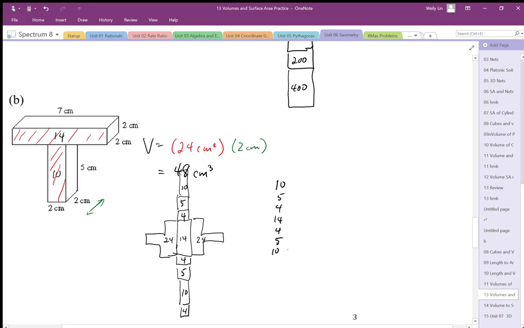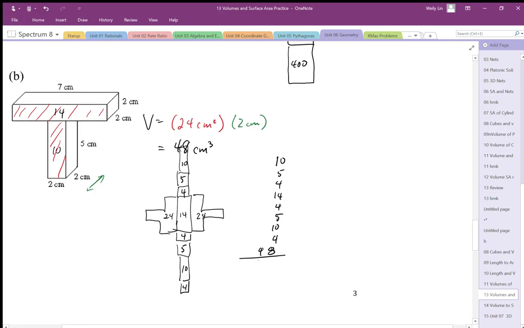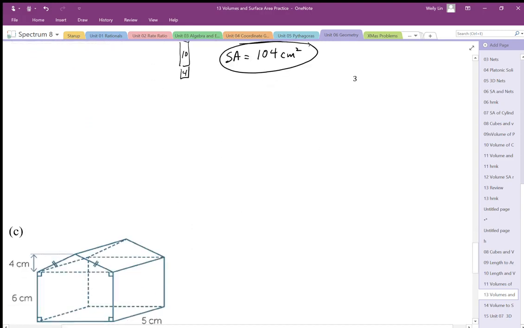Now you may organize your work differently, which is perfectly fine. I'm going to add those as 48. Okay, so I've got 19, 33, 37, 42, 52, 56. 56 plus 48 is going to give me 104 centimeters squared. So there's my surface area. Okay, so my volume was 48 cubes, surface area is 104 squares.